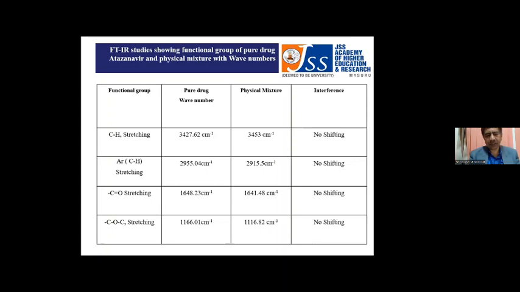In C-O-C stretching of the carbonyl group, which appeared at the wave number of 1166.01 cm⁻¹, and in case of physical mixture, the peak appeared at the region of 1116.82 cm⁻¹, which indicates there is no shifting of the peak. So all these functional groups which we tested for any incompatibility between the drug and excipients revealed that the drug as well as the lipid which we used for the study does not have any interaction at all.